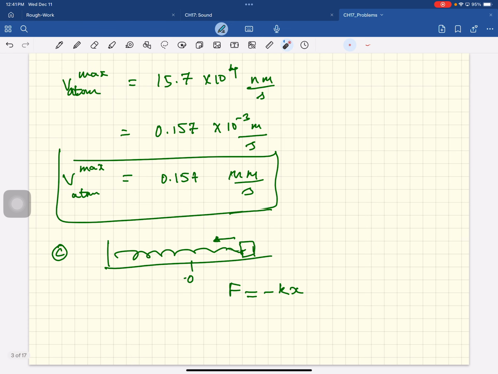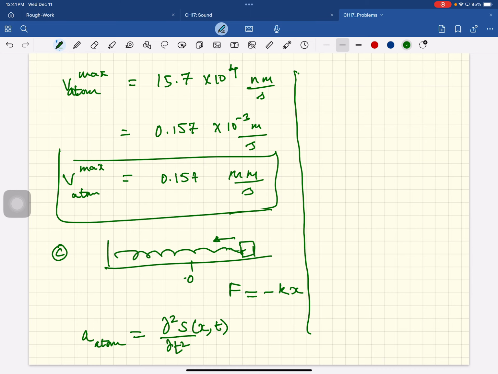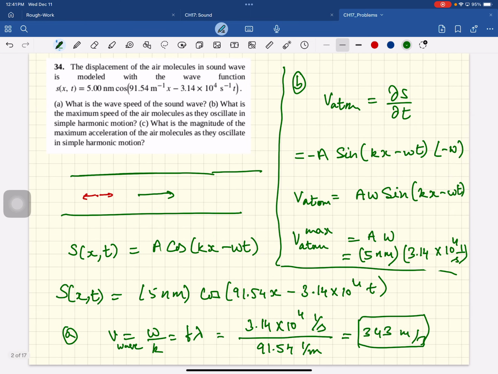Again, the acceleration of the atom is given by del squared s by del t squared, the second derivative of the displacement of the atom. We already have the first derivative, and now we will take the second derivative. The derivative of sine is cosine, and then you get a minus omega again from there.